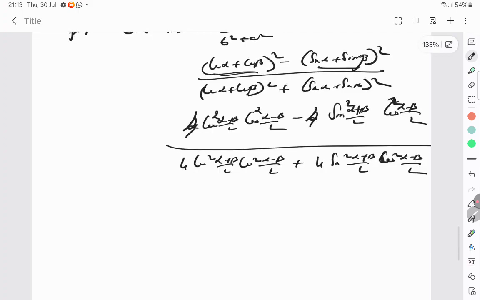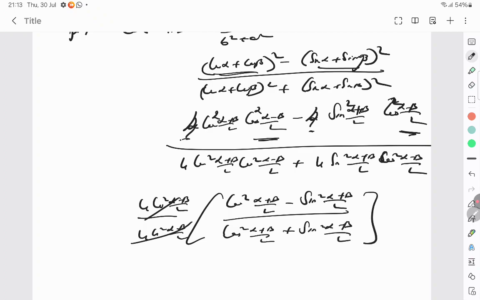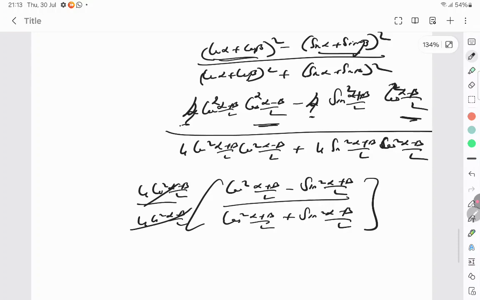Now see what's common, and just identify what's common. 4 cos square (alpha minus beta)/2 is common. In the denominator also 4 cos square (alpha minus beta)/2 is common, and it is getting cancelled. So what are you left with? cos square (alpha plus beta)/2 minus sin square (alpha plus beta)/2, by, in the denominator, cos square (alpha plus beta)/2 plus sin square (alpha plus beta)/2. You're left with this.